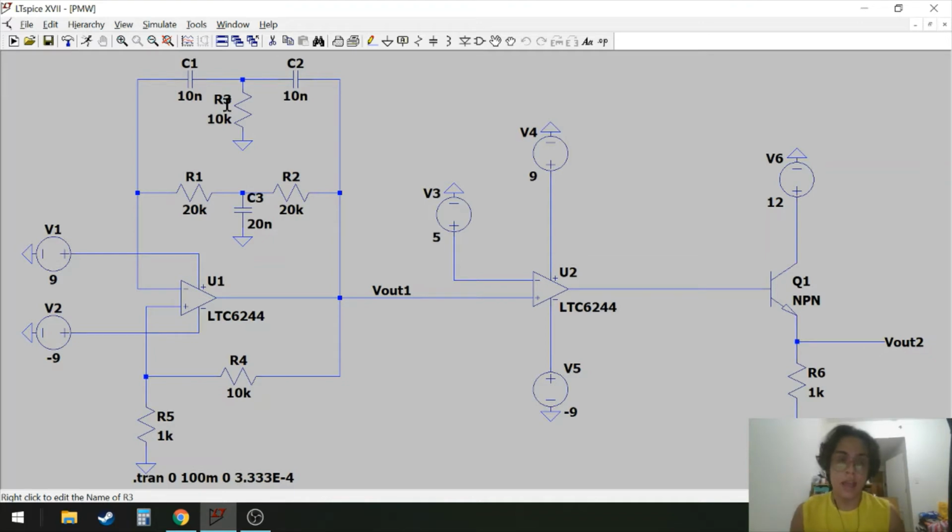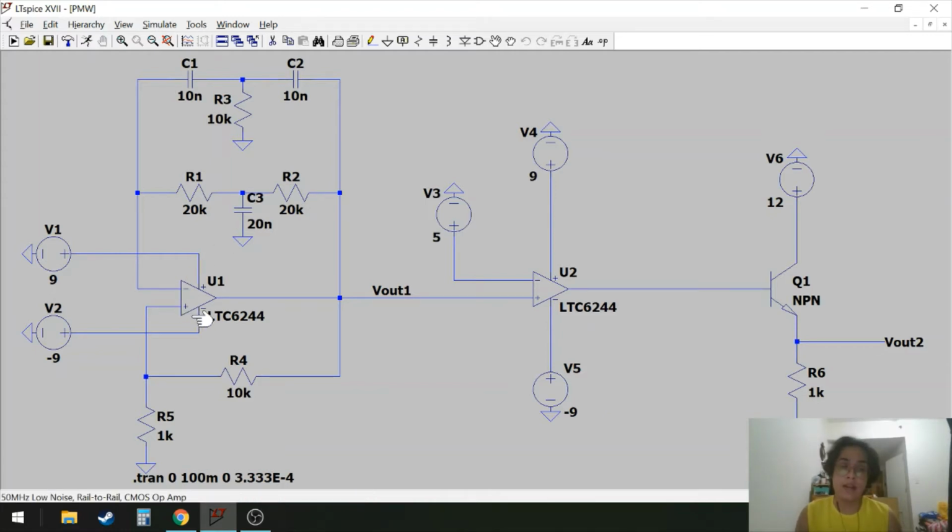So I use 20 kilohertz and 10 kilohertz to achieve somehow 600 to 700 hertz of output frequency. Now, R1 and R2 must be the same because, again, this is a twin T oscillator, and it is a characteristic of that.